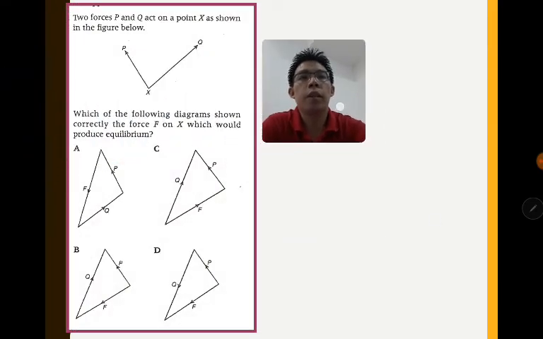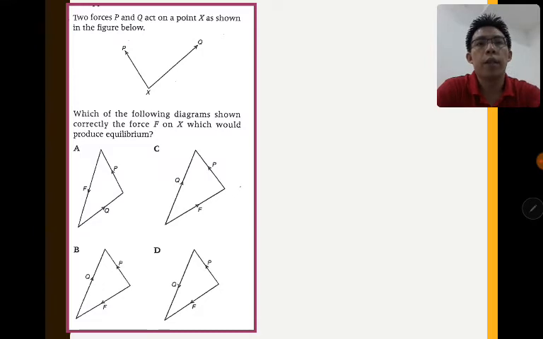Right, let's move on. Which of the following diagrams shows correctly the force F on X which would produce equilibrium? The force F on X which will produce equilibrium means that there's a third force on top of P and Q. So again, back to the technique of finding the closed polygon in one direction. You can pause the video to find the answer.